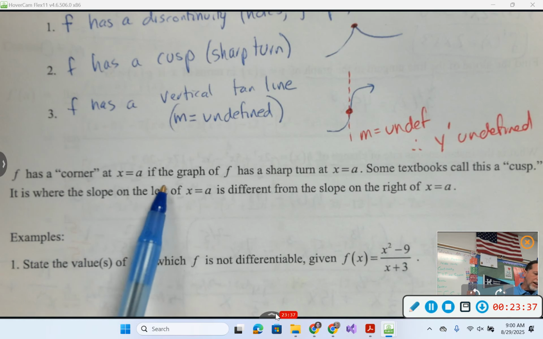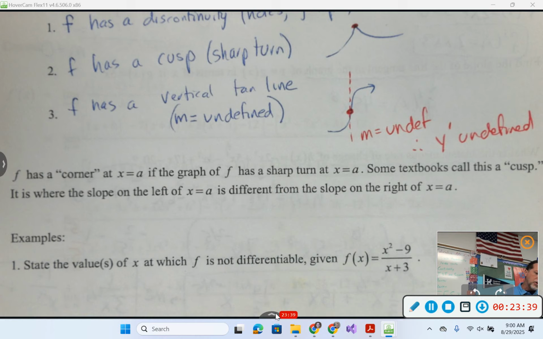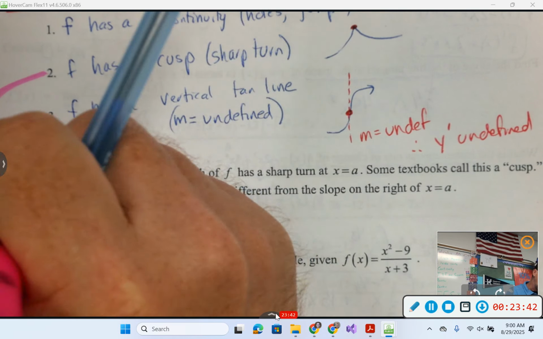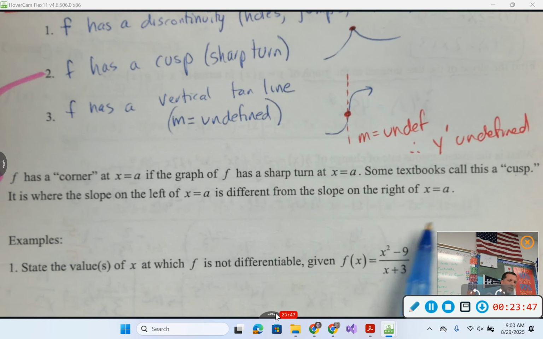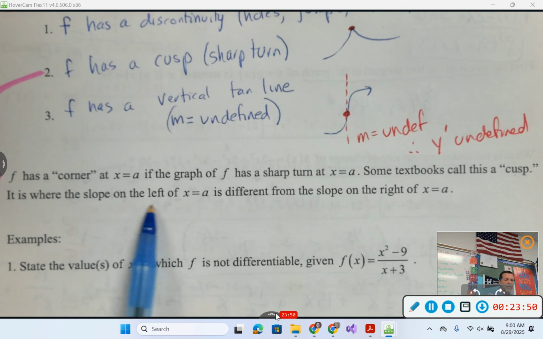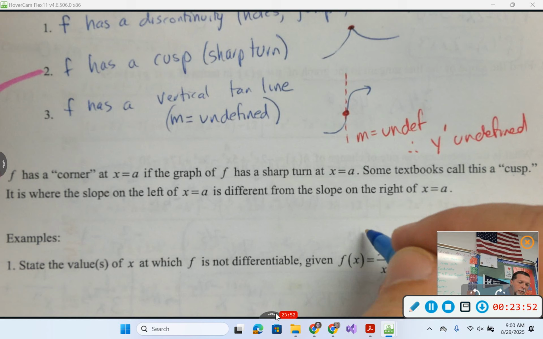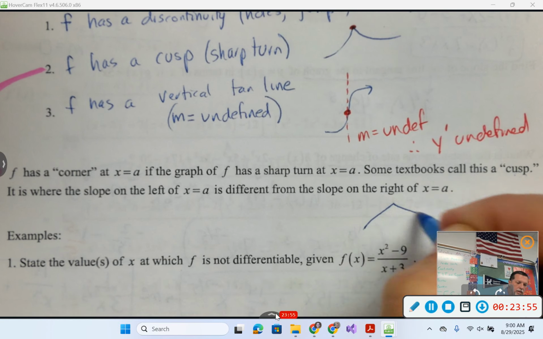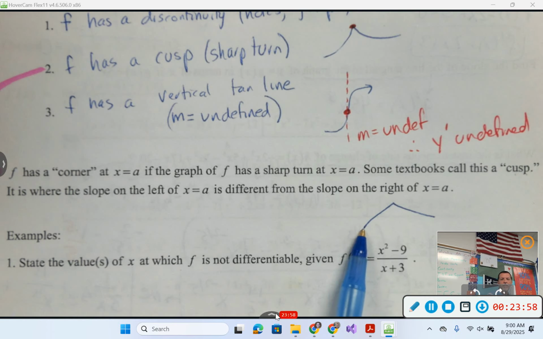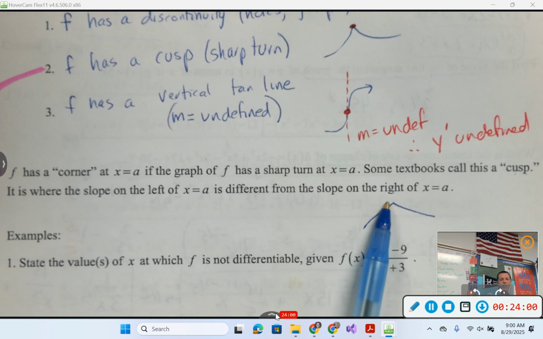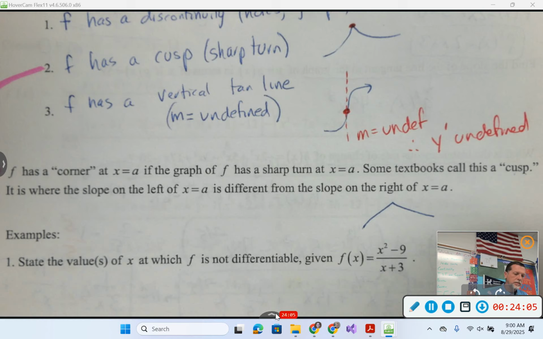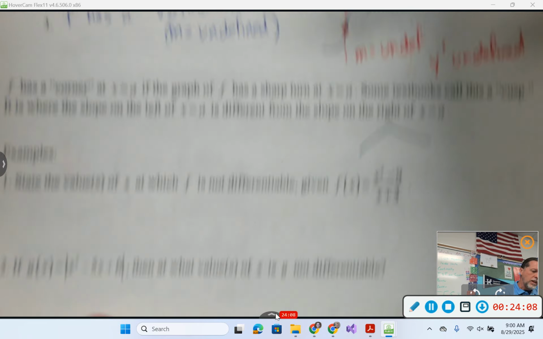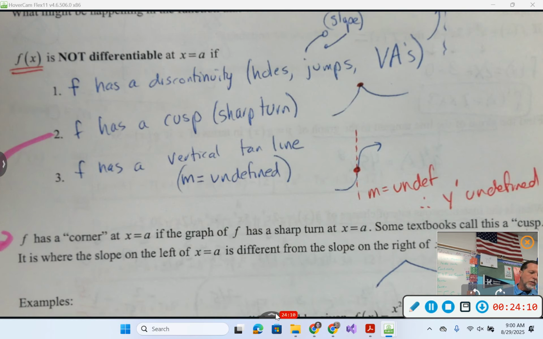f has a corner at x equals a if f has a sharp turn at x equals a. That's the cusp thing. Some textbooks use the word cusp. The technical way to say it is the slope from the left is different from the slope from the right. So for this one, the left slope is positive, but the right slope is negative, so there's no slope, no derivative. Okay, so these are the things we're looking for when we're looking for things that don't have a derivative.